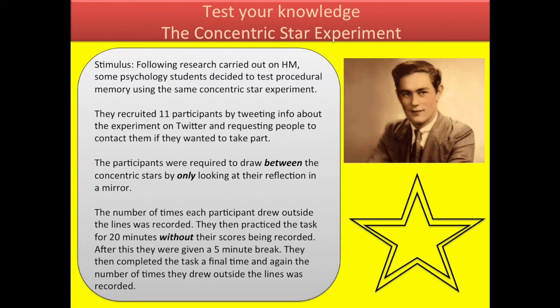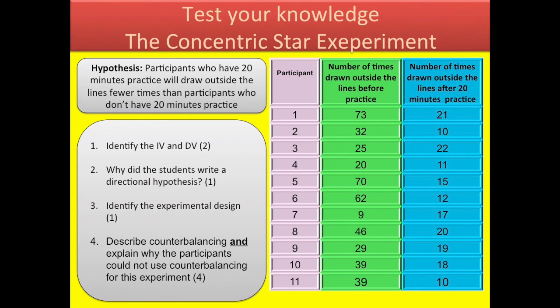They then practiced the task for 20 minutes without their scores being recorded. After this, they were given a 5-minute break. They then completed the task a final time, and again the number of times they drew outside the lines was recorded. So this is the data set that was created. You can see there were 11 participants, and the green column shows the number of times they drew outside the lines before practice, and the blue column shows the number of times they drew outside the lines after practice, after 20 minutes practice. And so that is your data set.